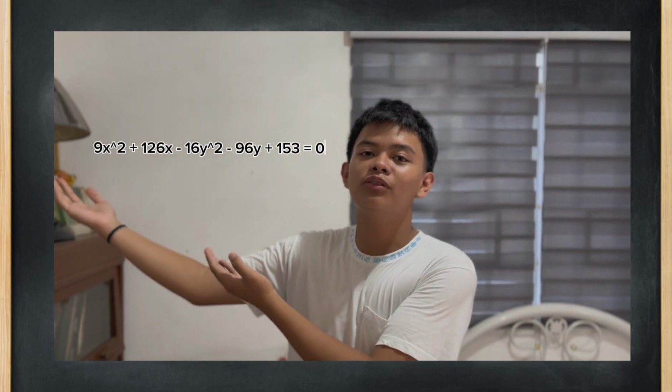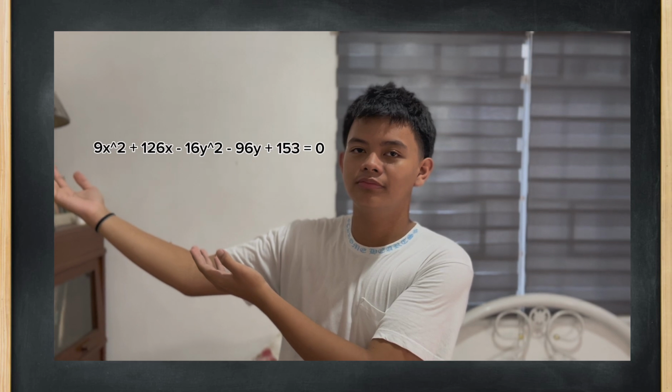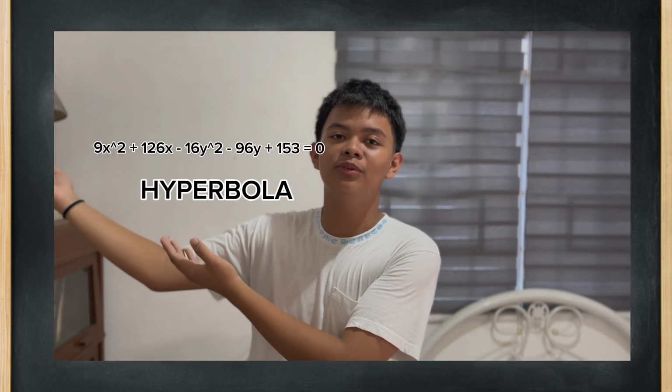Determine if the following equations is hyperbola or not. Number 1. 9x squared plus 126x minus 16y squared minus 96y plus 153 equals 0. It is a hyperbola.